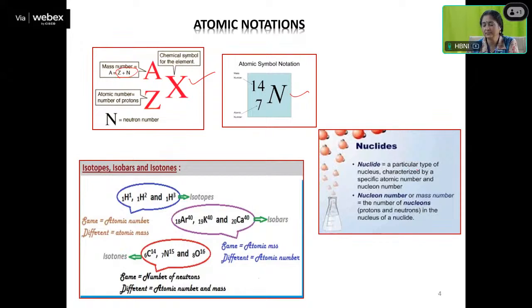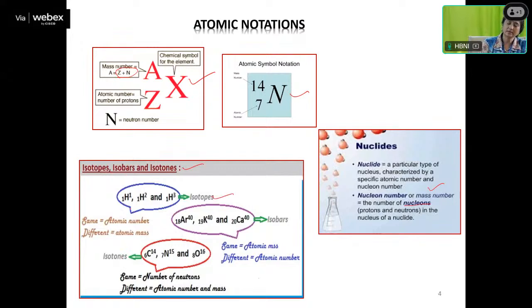What is a nuclide? A nuclide is a particular type of nucleus characterized by specific atomic number and nuclear number. And nuclear number means mass number, that is the number of nucleons, protons and neutrons, meaning the particles present in the nucleus. And you must be aware of isotopes, isobars and isotones.